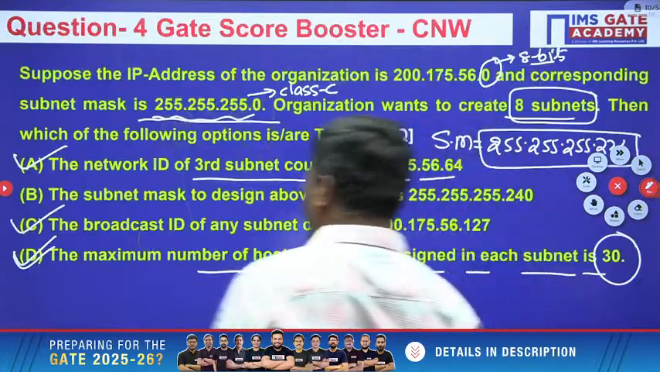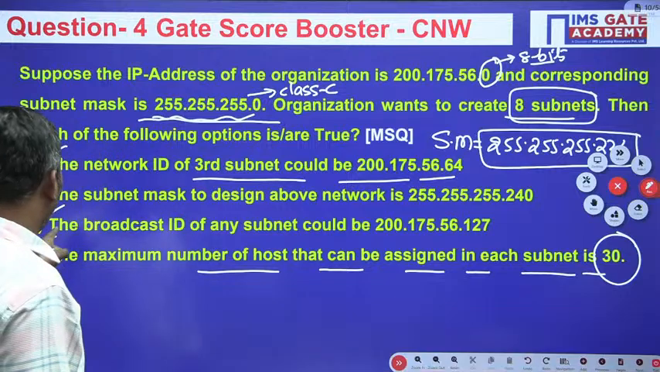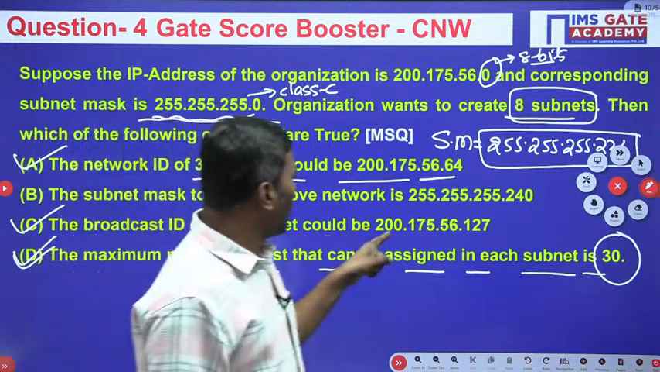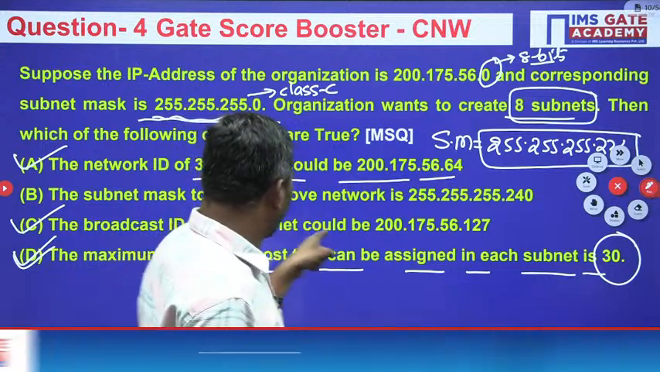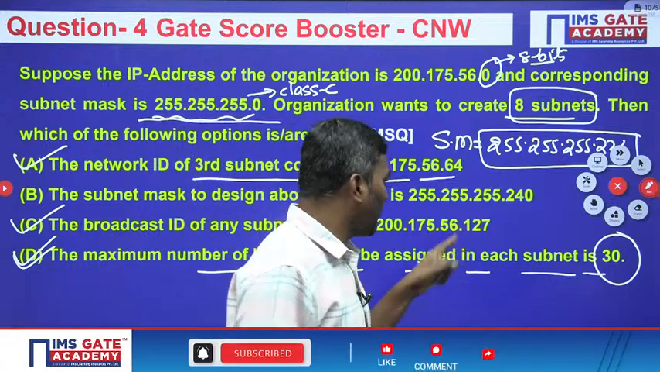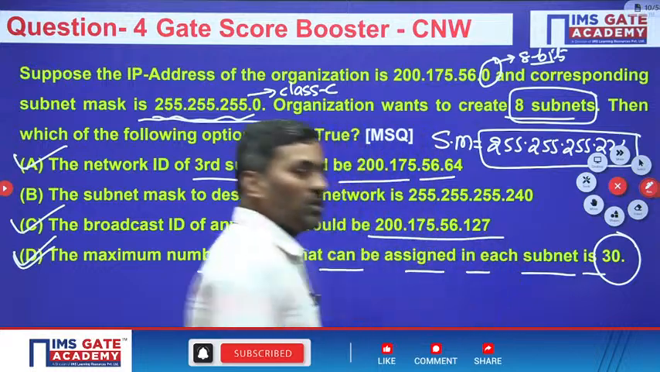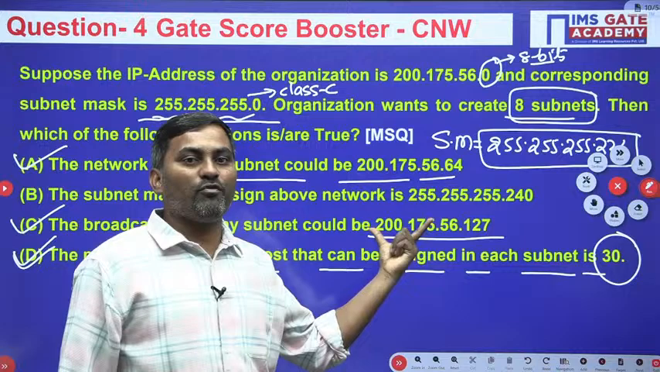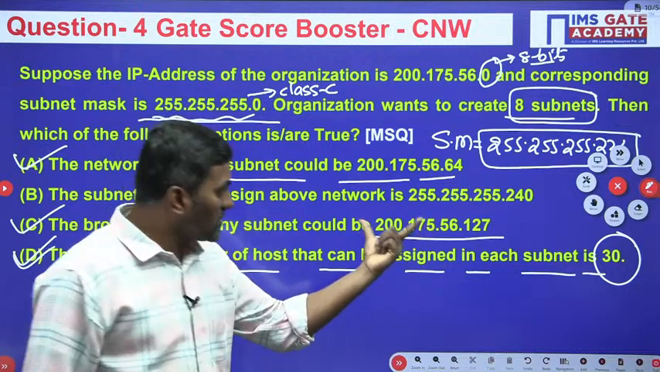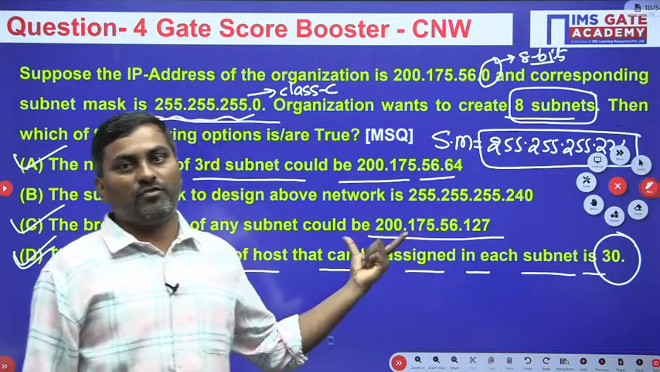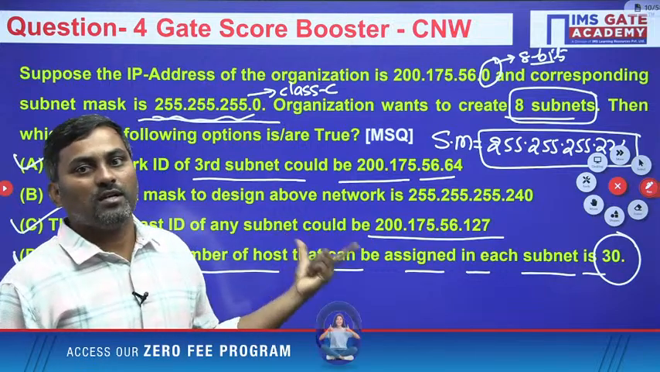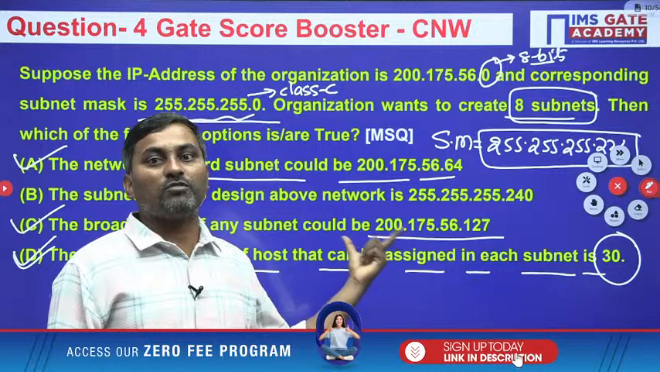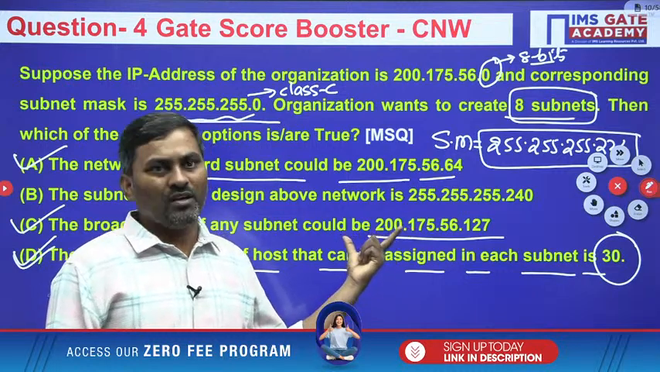If I ask a question, the maximum broadcast ID of any subnet, the direct broadcast address, could be 200.175.56.127. Now if I ask an additional question, this DBA comes from which subnet? This DBA belongs to which subnet? Subnet number, can you tell me? Subnet number of this DBA. Can we answer?